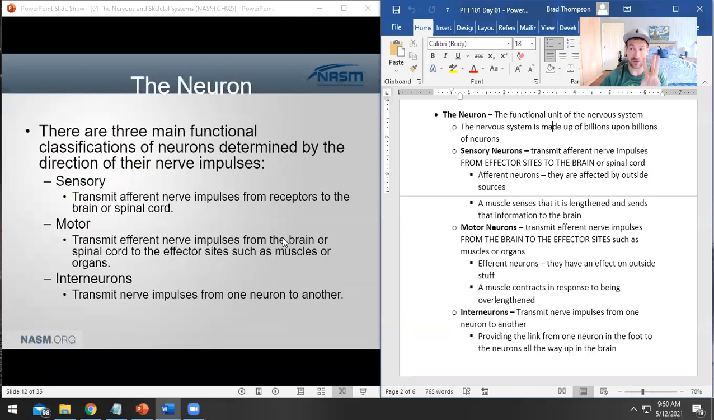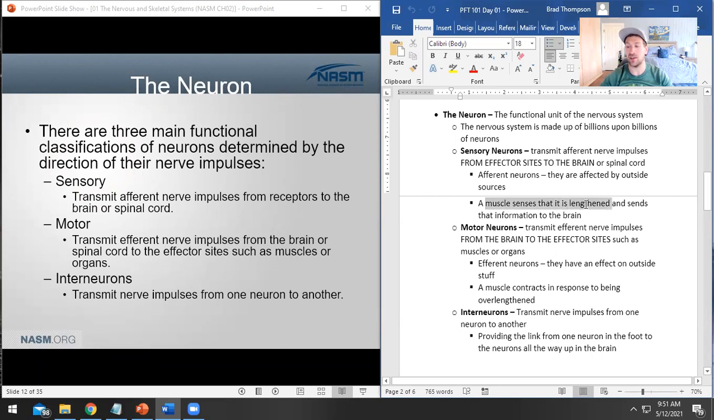Now, there are 3 different types of neurons. And you will notice these 3 types of neurons are pretty similar to the 3 functions of our nervous system. Again, form follows function. If the neuron is the nervous system, you've got 3 main categories of neurons here. You are going to have sensory neurons. And sensory neurons are the types of neurons that are going to transmit what we call an afferent nerve impulse from an effector site to the brain or to the spinal cord. And so sensory neurons are in charge of gathering information and getting that information to my brain, right?